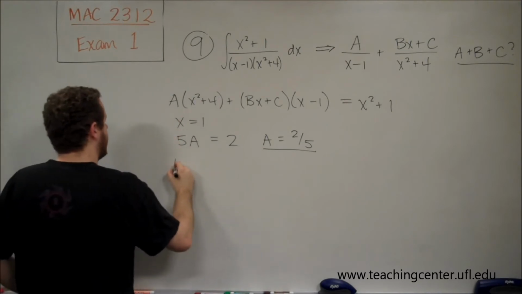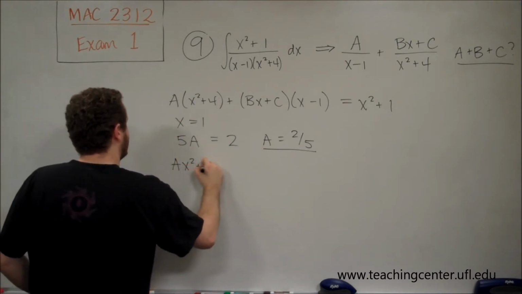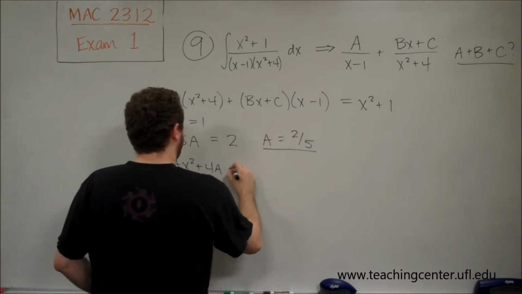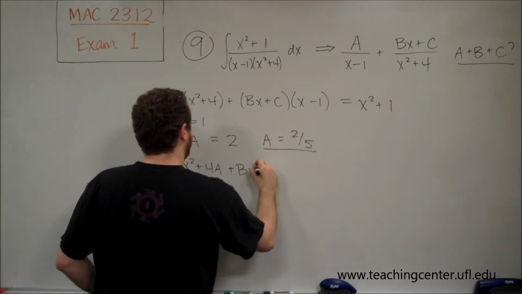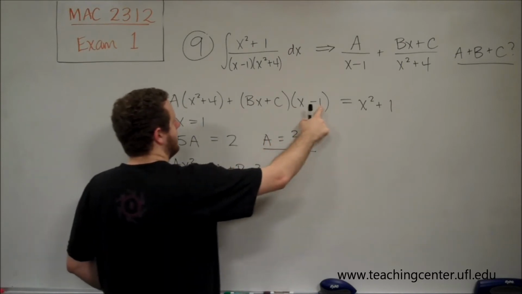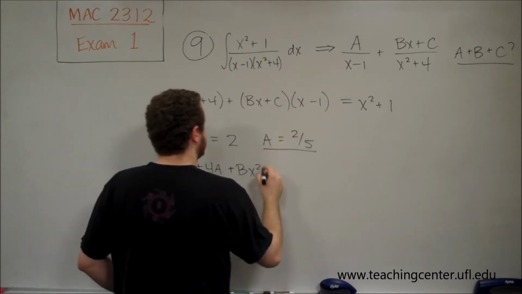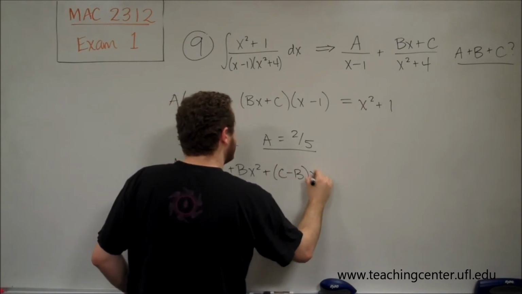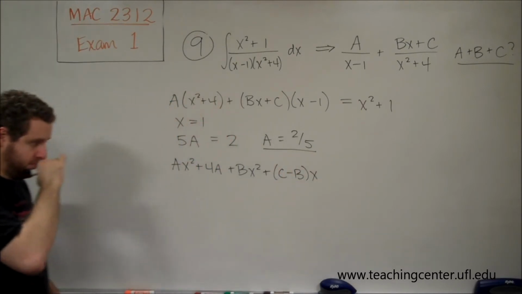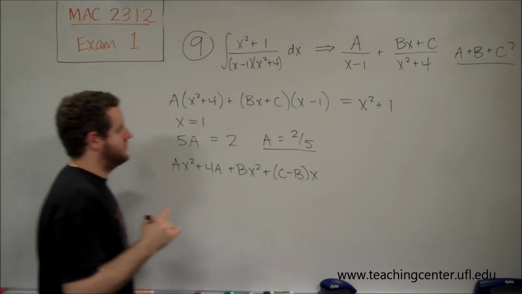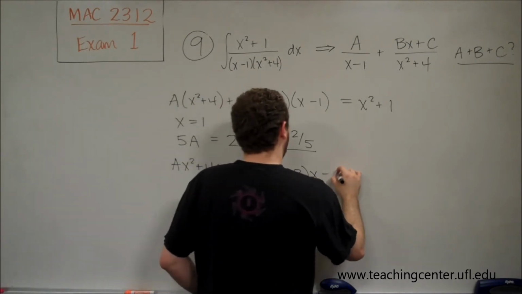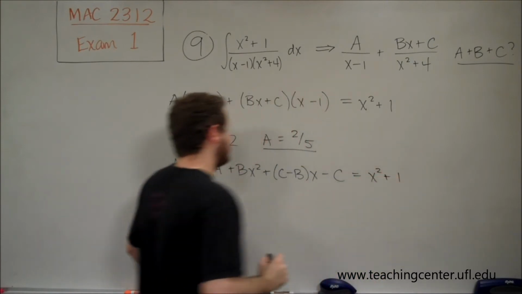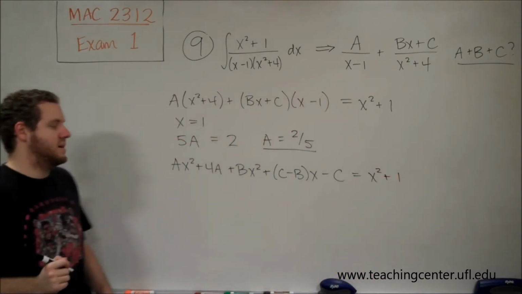Here we're going to get ax squared plus 4a. Here we're going to get plus, if we FOIL this, bx squared, minus bx plus cx. I'm going to write that as c minus b, x. And then we have minus c. And we know that has to equal x squared plus 1.